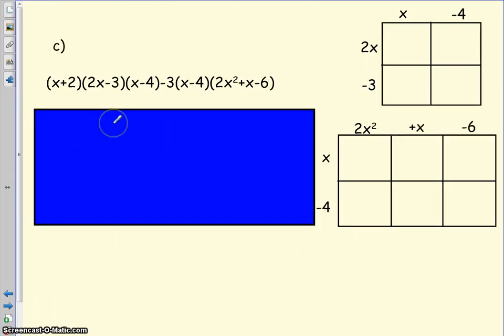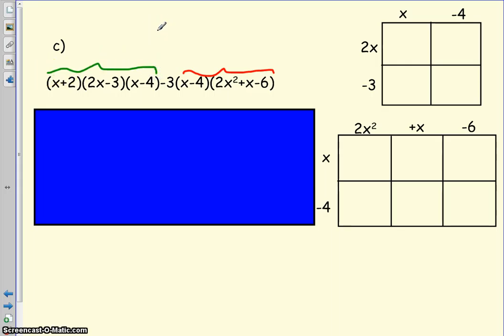Okay, so this next one here, the last one I'll have you try for now. You can see it's a bit more complicated. Now over here, starting with the right half of this expression, you have an x minus 4 times 2x squared plus x minus 6, and there's a times 3 in front. And now over here we have an x plus 2, 2x minus 3, x minus 4.